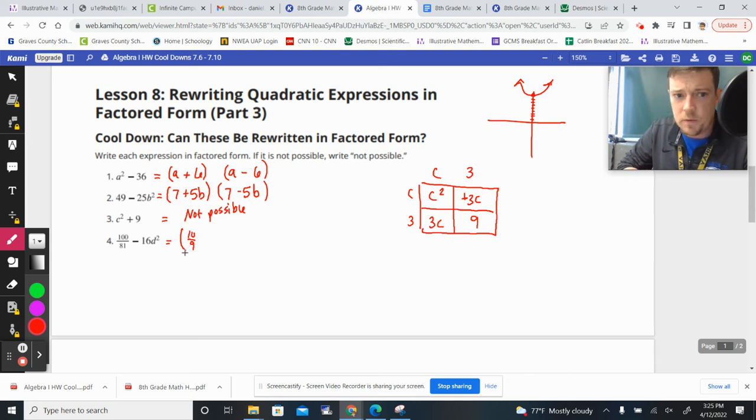It's 10 over 9. And since it's a difference of two squares, one of them is going to be adding and the other one is going to be subtracting. And we just need the square root of the other one. The square root of 16 is 4, and the square root of d squared is d. So 4d and 4d. And there we go. Those are your equivalent versions in factored form, and the third one is not possible.